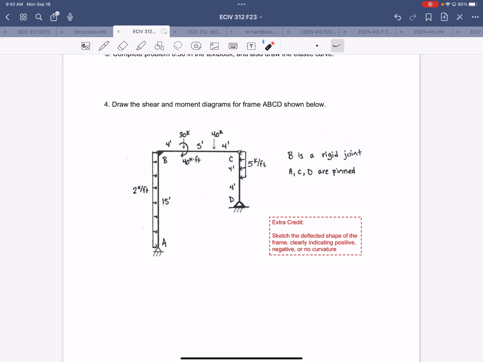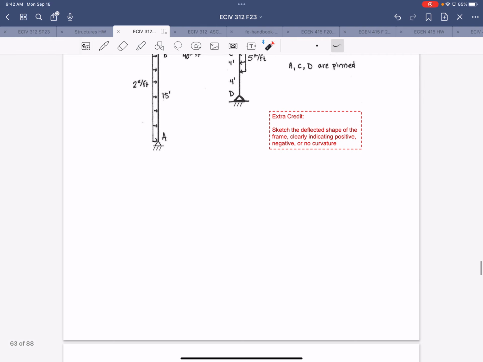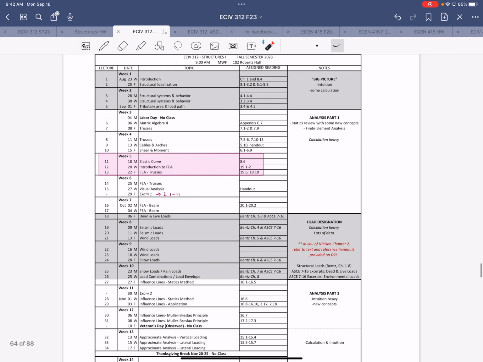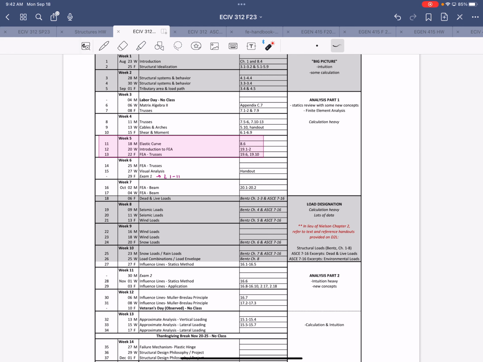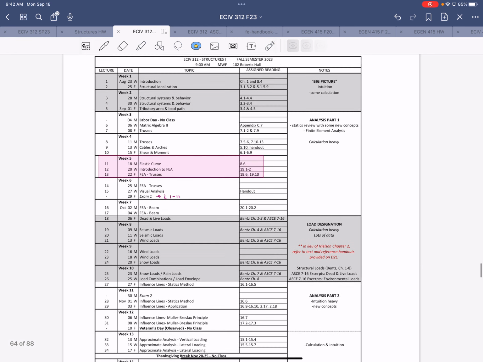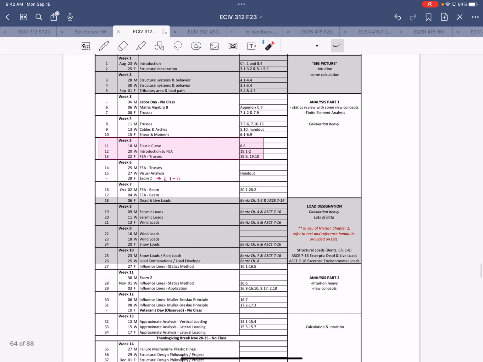All right, so up through this topic, elastic curve, this is the last topic on exam 1, which is coming up next Friday. So anything beyond this will not be included. Lectures 1 through 11.